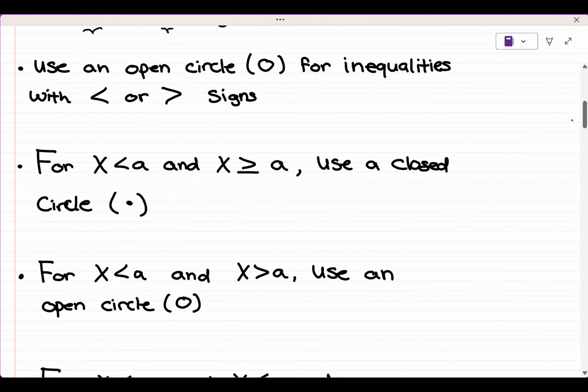For x is less than or equal to 8 and x is greater than or equal to 8, use a closed circle. Like we said before, if there is a greater than or equal to or less than or equal to, you use a dark circle. And for the symbols x is less than 8 and x is greater than 8, you use an open circle.